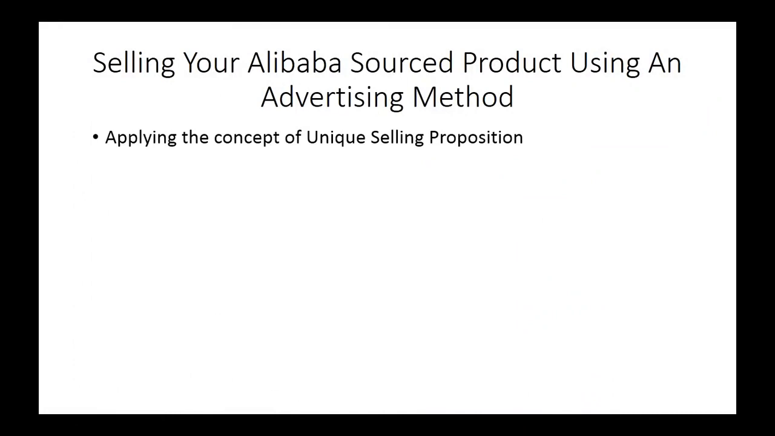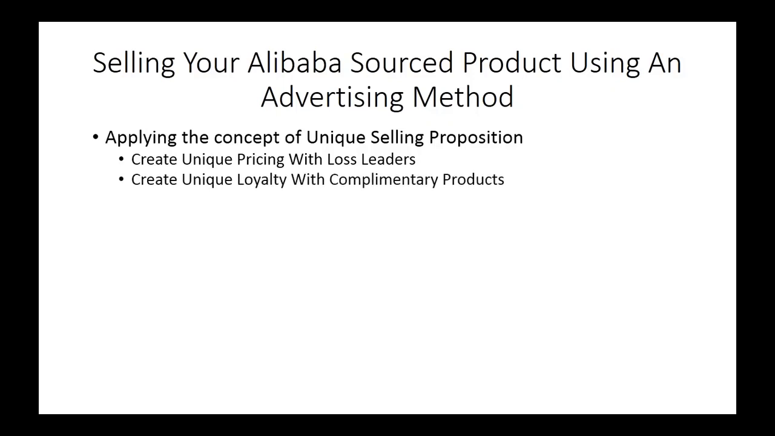Now, in this case, how do we apply the concept of unique selling proposition? One of the things that we can do when we own the site is to create unique pricing with our products in order to create loss leaders. This is really one of the strategies that successful marketers use in order to get people onto their site so that they can sell them more expensive items and items that are going to be of higher value. One of the things that you're doing is you're creating unique loyalty by giving them complimentary products. And in some cases, you want to make sure that that product is something that is easy to ship along with the product that you're selling.